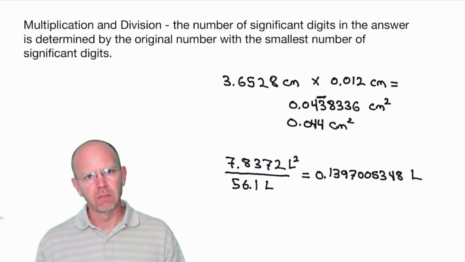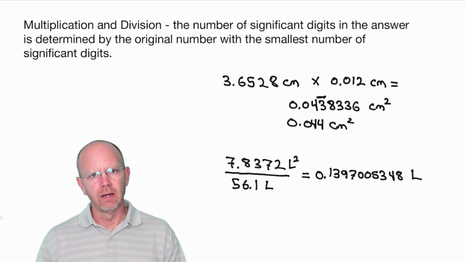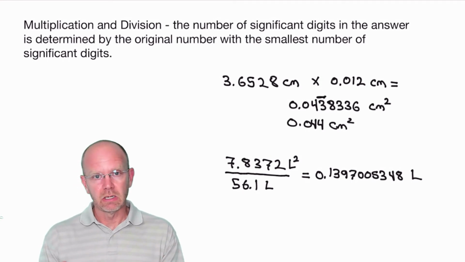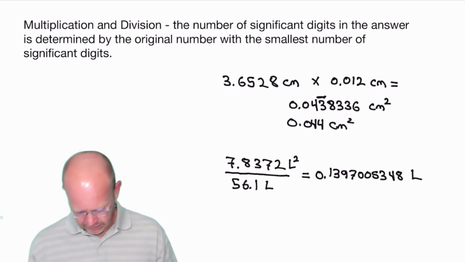So you can see in all these problems, I'm punching the numbers into my calculator with the full number of digits that are given. Then I identify the place where the significant digit is going to be, and I round at the very, very end. Okay, so let's do a quotient or a division problem here.